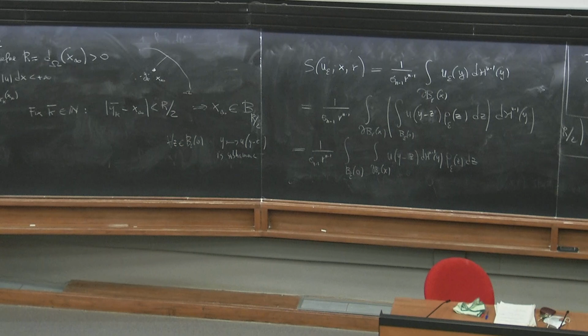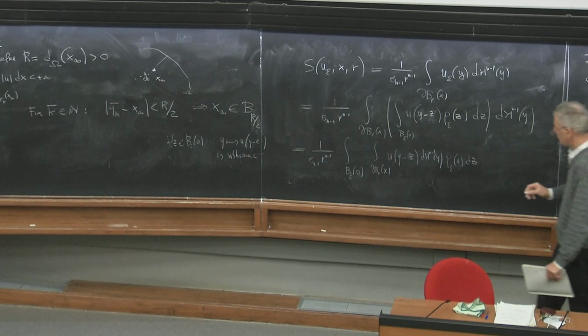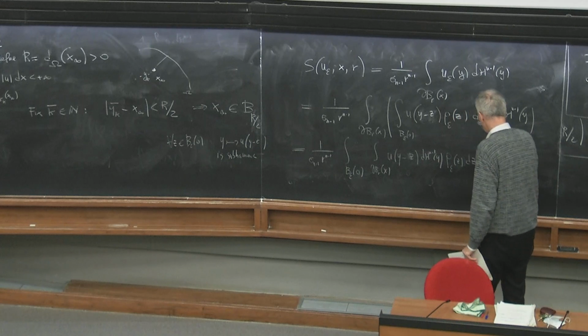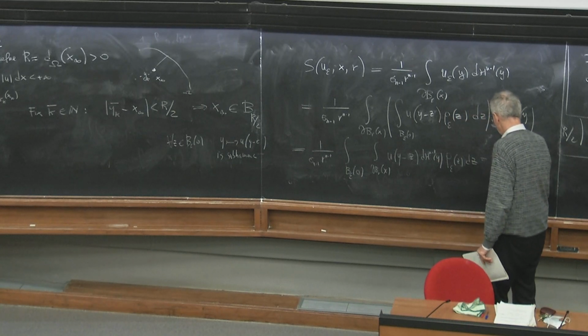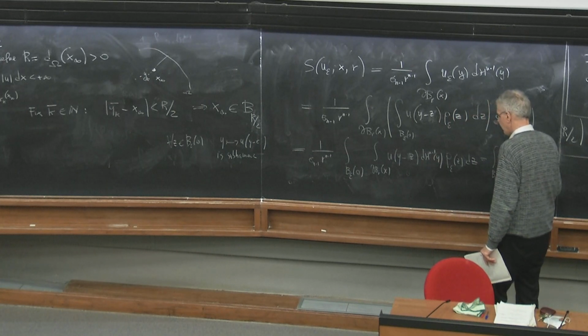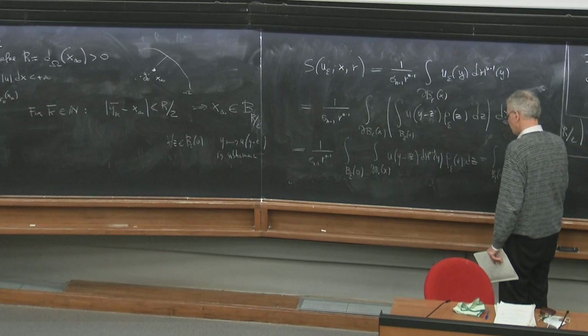At the end, one. Exactly. At the end, let me write it maybe also for the others. So let me do one more step. So 1 over sigma n minus 1 r to the n minus 1.